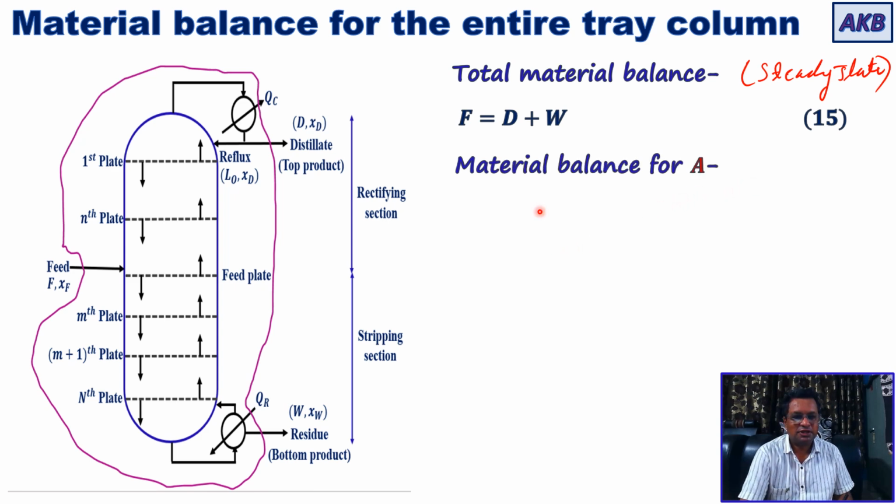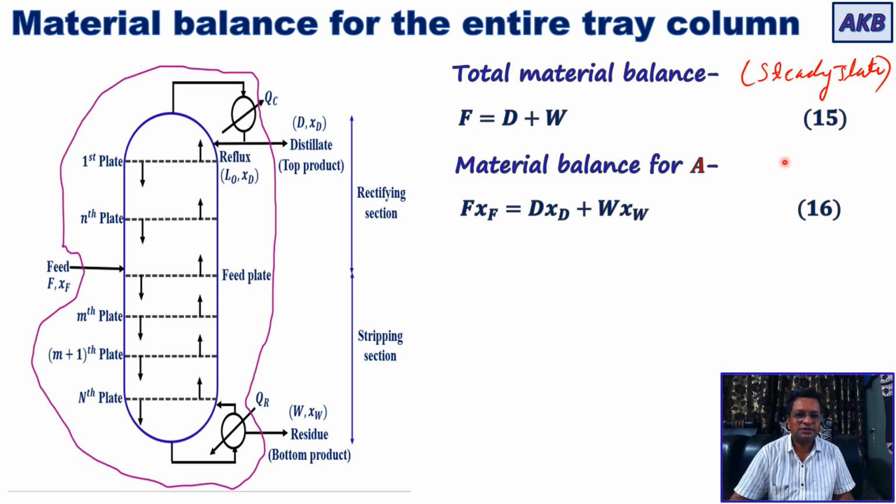And what is left? Material balance for A, that is material balance for the more volatile component. So it will be F into x_F, that is equal to D into x_D plus W into x_W, and I'm calling it as equation number 16. So in this way, you can take material balance for the entire column.